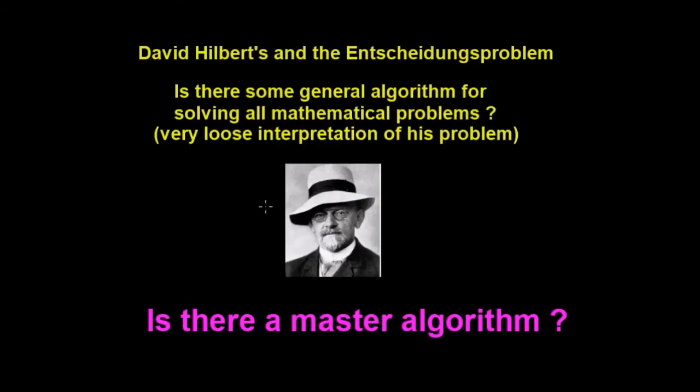David Hilbert, a famous mathematician, came along and formalised the problem, and he called it his Entscheidungsproblem. So apologies for my German. It means decision problem. So we're still really asking ostensibly the same question. Is there some general algorithm for solving all mathematical problems of a certain type? Now this is a very loose interpretation of this problem, but it gives us something to start with. So we're still really asking, is there some master algorithm?